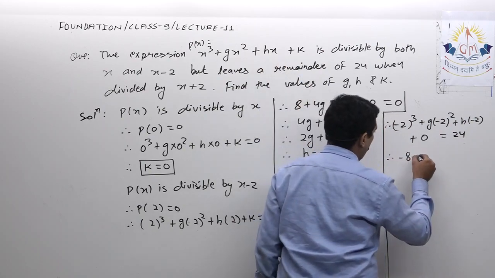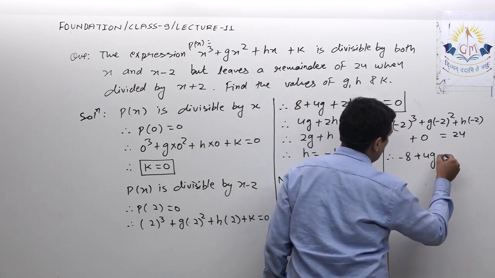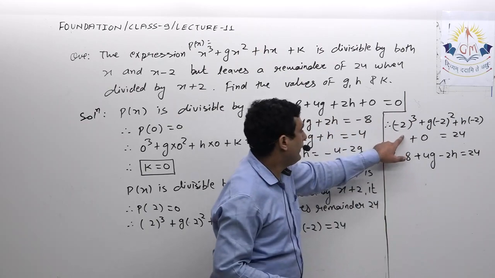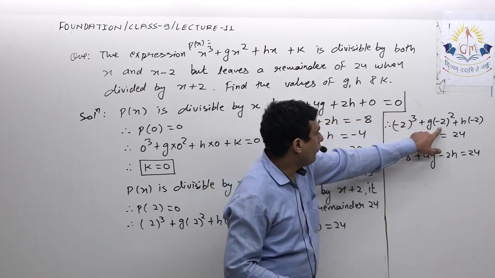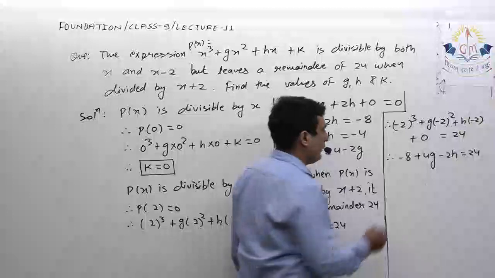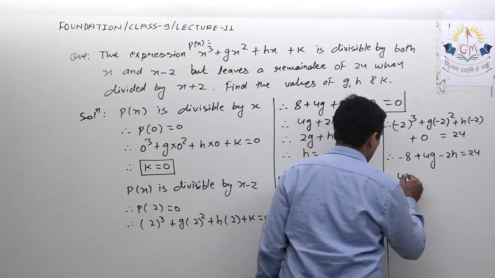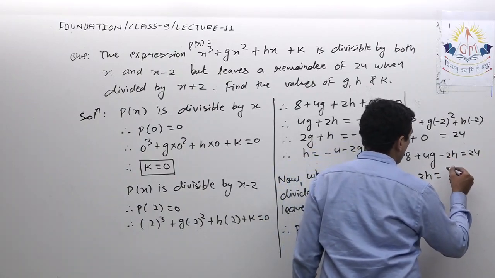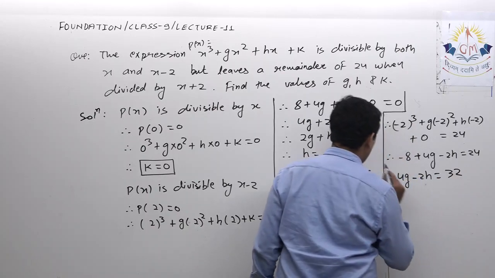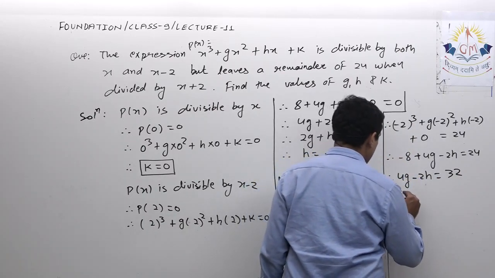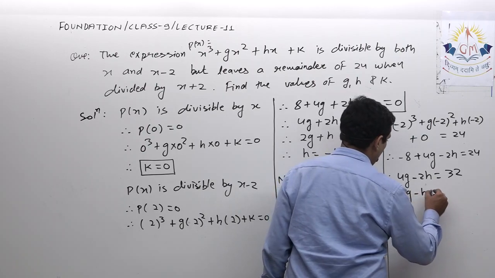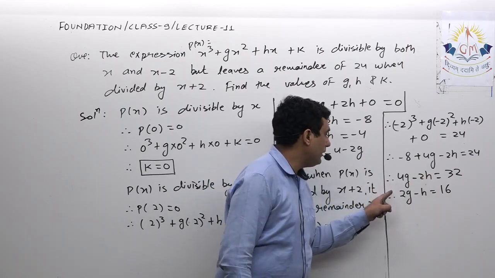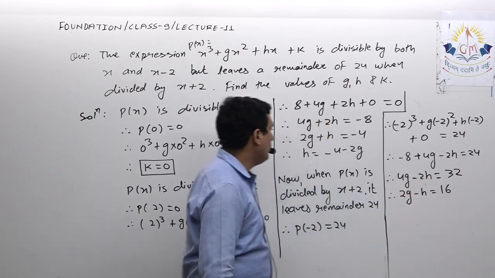Therefore minus 8 plus 4g minus 2h is equal to 24. Minus 2 cube is minus 8, 4g minus 2h equal to 24. Therefore I can write 4g minus 2h is equal to 24 plus 8, 32. Therefore I can write over here 2g minus h is equal to 16. I divided throughout by 2. So 2g minus h is equal to 16.